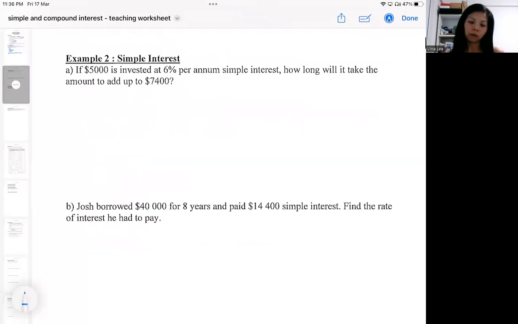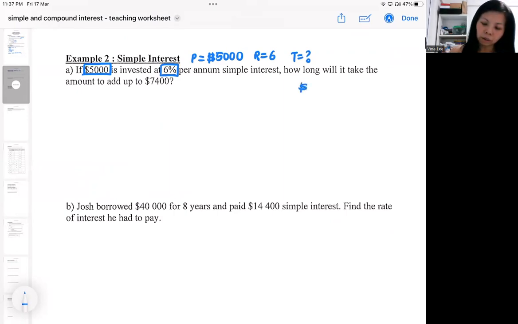Example 2A is asking for the time. This will be the principal amount. You invest this 5,000 and the interest rate is 6%. So how long does it take? I'm supposed to find the time. How long does it take for the amount to add up to 7,004? You have to think of it this way: from 5,000, the bank account grows to 7,004. So there is extra money.